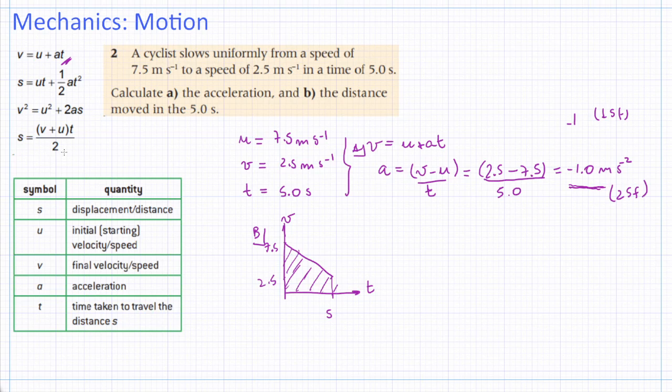But let's use the equations first. So if we want to find out distance, if we use this equation here, the last one, we would need time. We don't have time. Oh, we do. So we can use it. So distance would be v plus u, so that's 7.5 plus 2.5, over 2, multiplied by the time, 5 seconds. This is in meters per second, this is in seconds, so our result will be meters. So 7.5 plus 2.5, that's 10, times 5, 50, divided by 2, 25 meters.